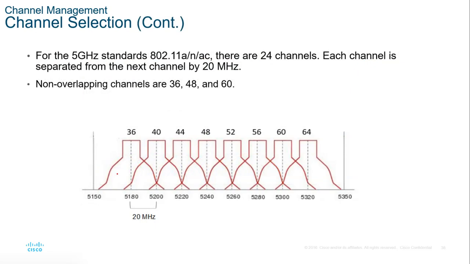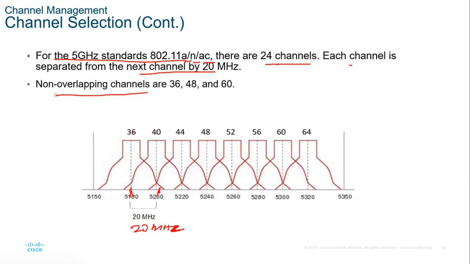Then when it comes to the 5 gigahertz standard, whereby we have 802.11ac, there are 24 channels. Each channel is separated from the next channel by 20. Each channel. So when you look at this, where is it?